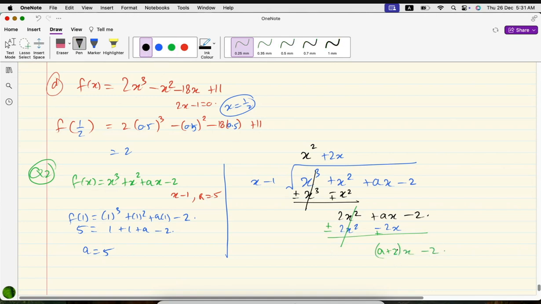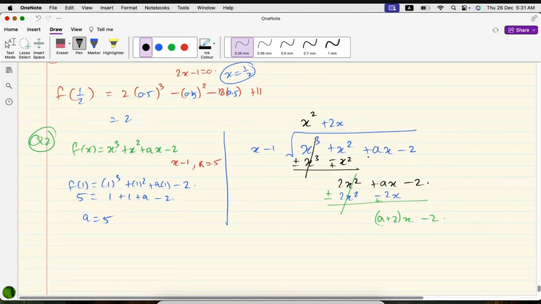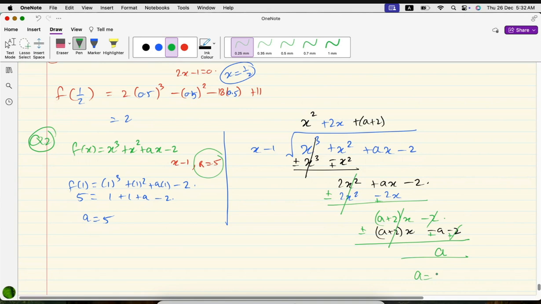So this is still divisible because of that x. So in order to get that, I'm multiplying with a plus 2. So you get a plus 2 into x, and with negative sign, this is negative a, negative 2. Next step is we change the sign. So minus 2 and plus 2 cancel out. I'm left with only a, and the remainder is already given. So whatever is remaining is equal to the remainder.